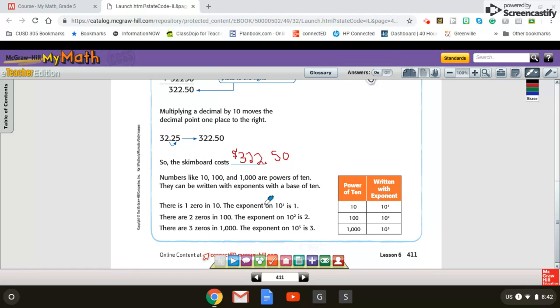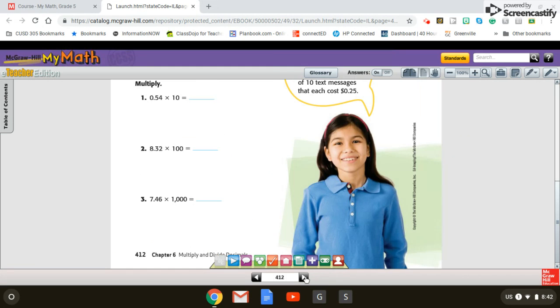So if you're going to multiply times 10, you move 1 place to the right. If you multiply a number by 100, you've got 2 zeros, so you move 2 places to the right. Times 1,000, 3 places to the right. Very easy. Easy peasy lemon squeezy.